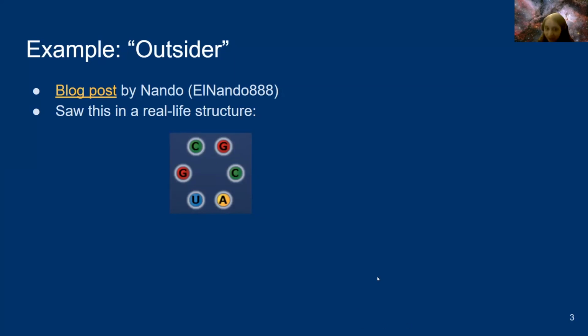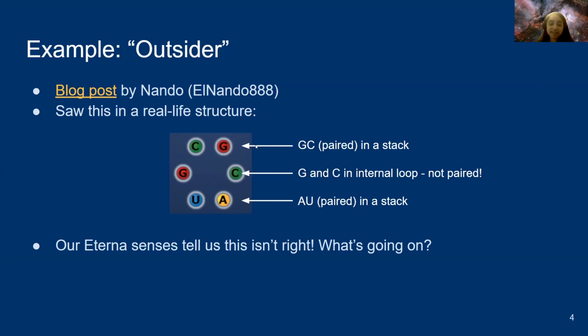What's going on here is that there was a GC pair in some stack in some real life RNA. A couple down, there was an AU pair, also in a stack in a real RNA, but there was a G and a C in between, in that internal loop, that weren't bonding. And that from an Eterna player's perspective is quite puzzling, because if the sides next to a G and a C are pairing, we would definitely expect that G and C to pair within Eterna. But obviously that wasn't happening in this real life structure. So what exactly is going on?